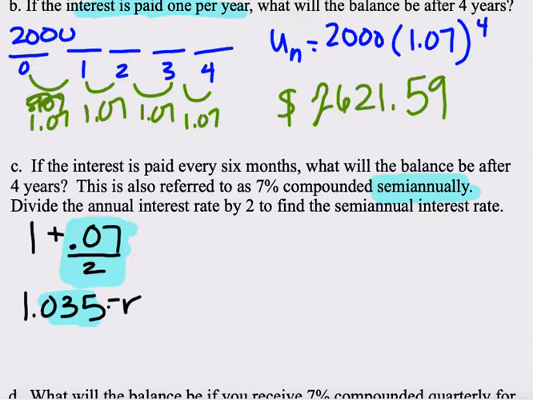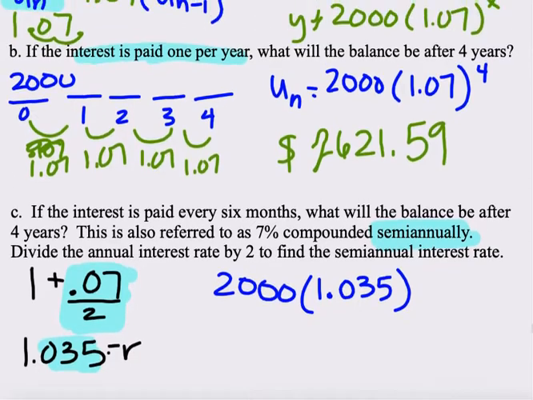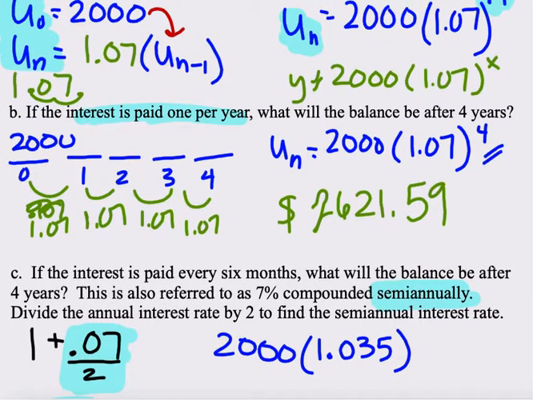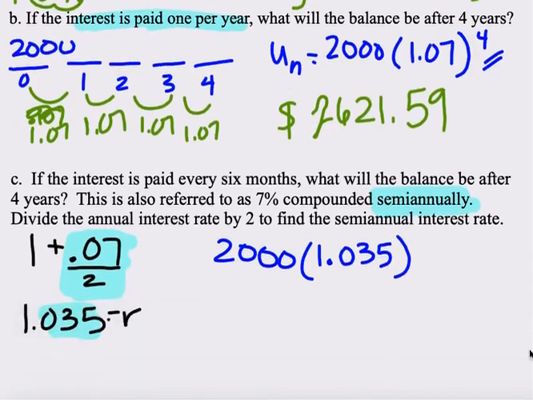So then to figure out how much money you go, we'll still take that 2,000, and now instead of times a rate of 1.07, it's a rate of 1.035. But now here's the question. When it was done annually, that n equaled 4.